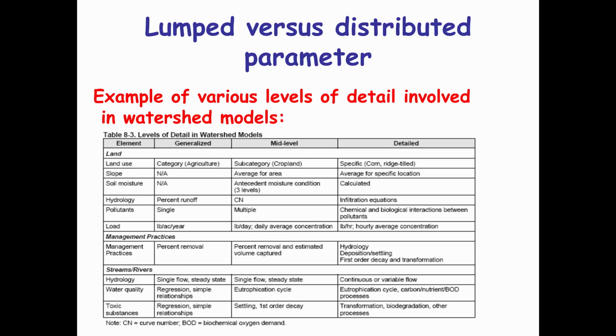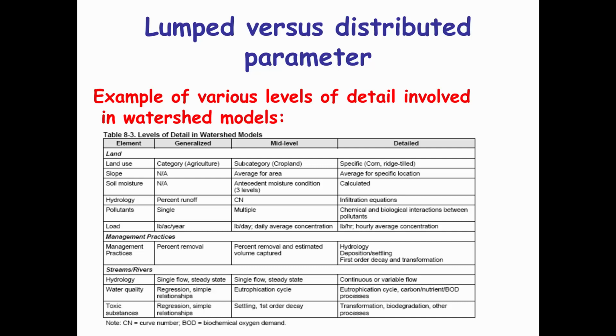If you want to look at other details here, we can look at how each of the characteristics of a watershed and the variables of interest are represented in models. Generalized models are very crude, methods that even apply to category 1 methods like the simple model. Mid-level would be more of the lump parameter type model, and detail would be something more like the gridded distributed parameter model like Geisha.